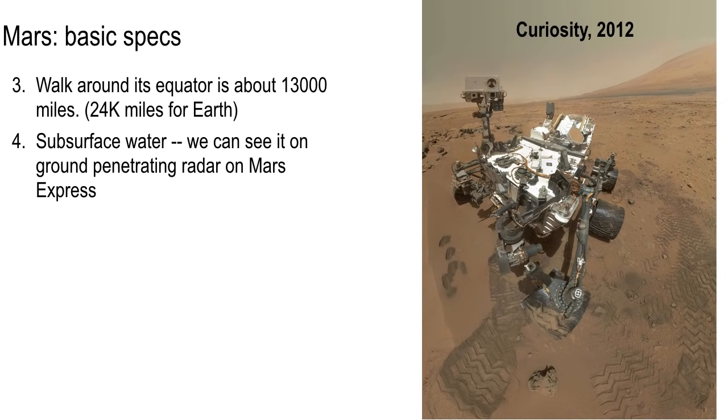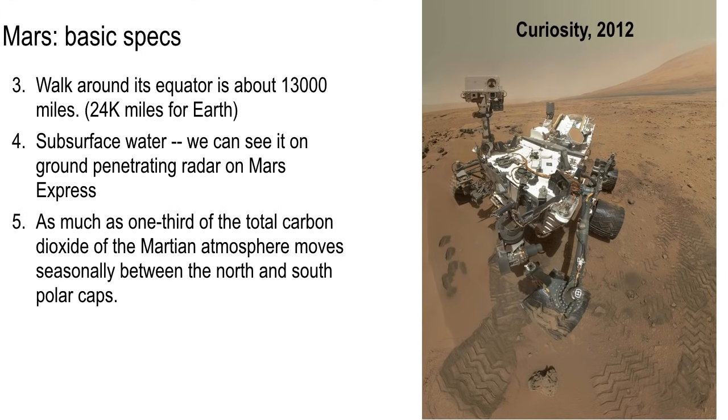Anyway. So as much as 1/3 of the total carbon dioxide of the Martian atmosphere is actually in the polar ice caps, and it doesn't melt. Carbon dioxide doesn't melt. It goes directly from solid ice to gaseous carbon dioxide. It's called sublimation. Then it mixes in the atmosphere, and it gets redeposited in the other polar cap because it's cold down there. Then 6 months, or half a Martian year later, it reverses the process.